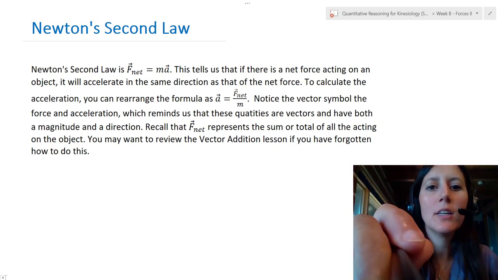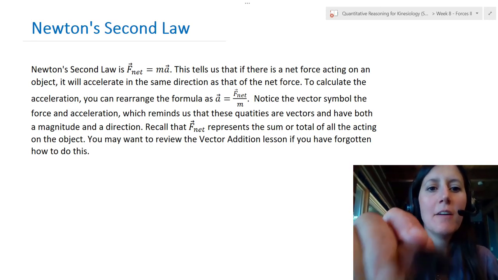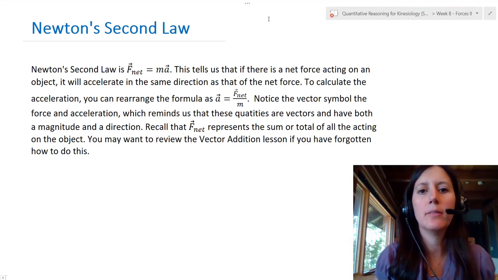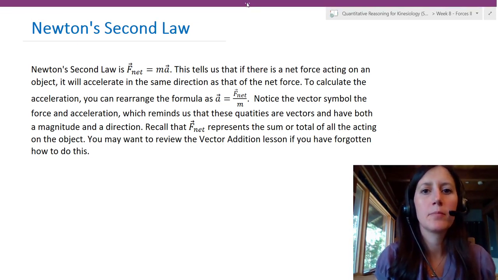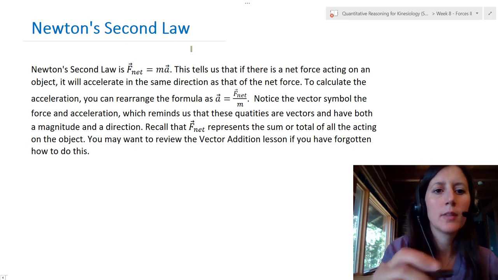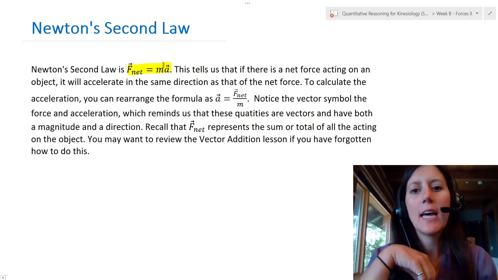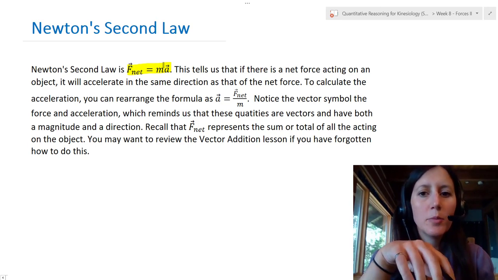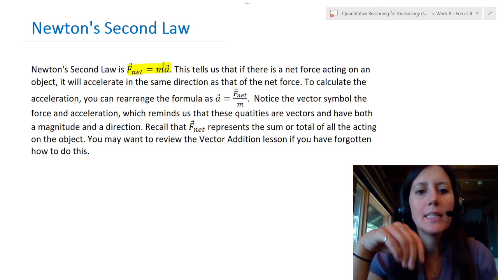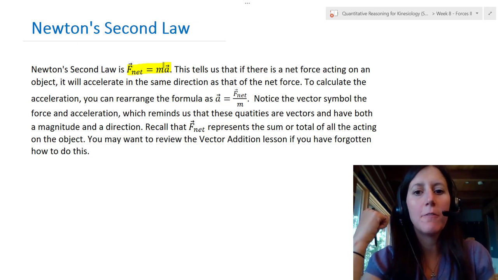Newton's second law is just this equation here, which is F net equals ma. So I'll just highlight that for you. This tells us that if there is a net force acting on an object, then it will accelerate in the same direction as that of the net force.